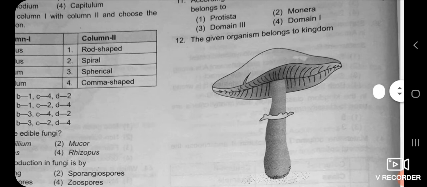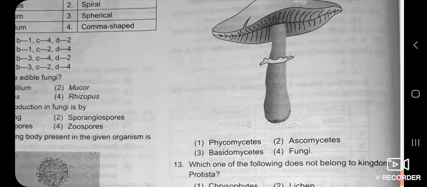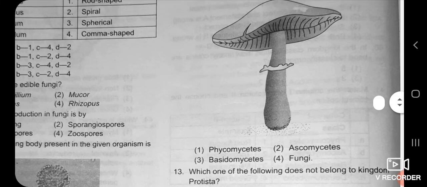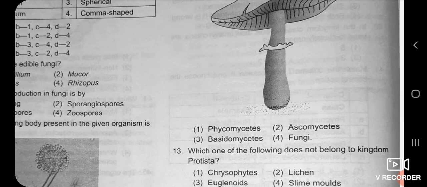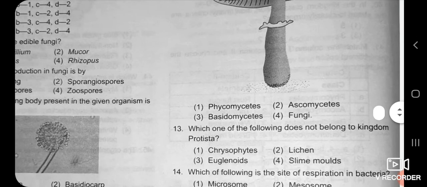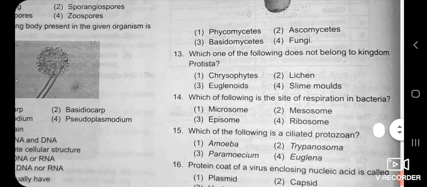If students do not read the question properly, then they make mistakes, because see here the question is that the given organism belongs to kingdom. Here the kingdom is asked, that's why the answer is the fourth one. But if the kingdom is not asked, then the answer will be Basidiomycetes. If we write Basidiomycetes here, it will be wrong because Basidiomycetes is not a kingdom, it is a class of the kingdom Fungi. Here the kingdom is asked, so the answer is the fourth one, fungi.